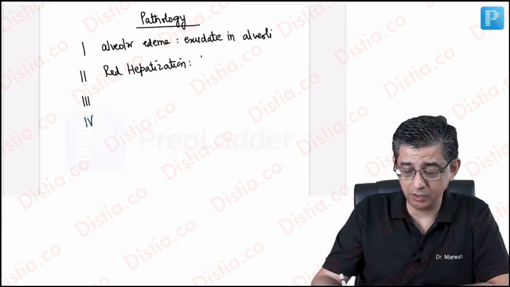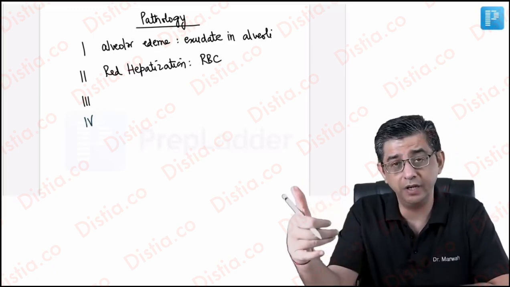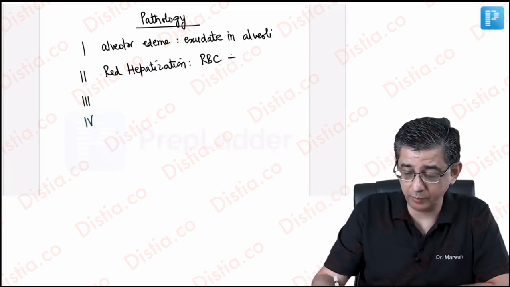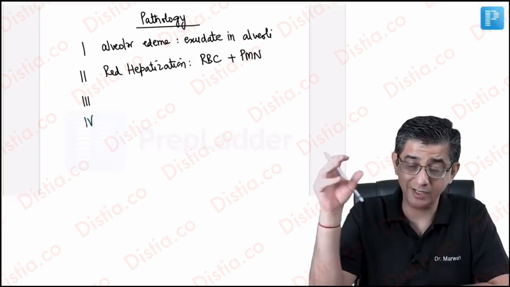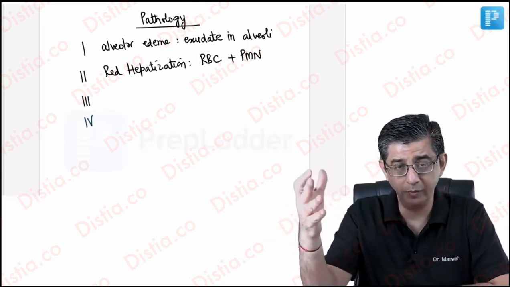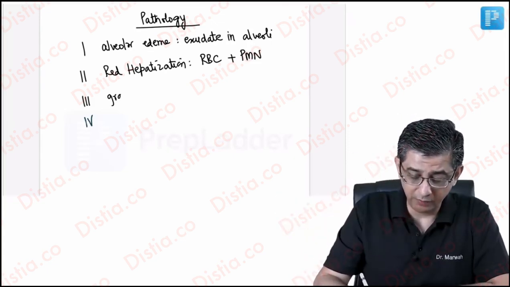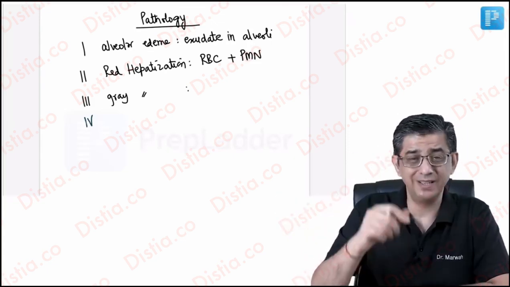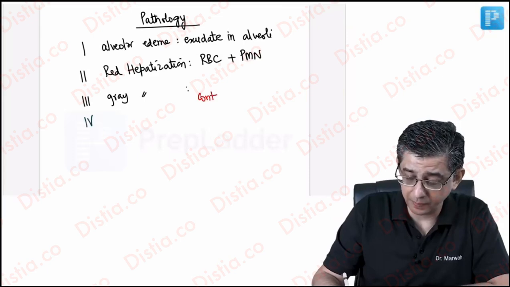In red hepatization, obviously the red blood cells are also crossing over from the blood vessels into the alveoli. So you would be having red blood cells and neutrophils, the security system, the SWAT team, which is sent when the bad guys are coming, the terrorists are coming. So the neutrophils are at the moment present in large amounts. Then subsequently you have a stage of gray hepatization. What does gray hepatization signify? It signifies containment of infection.